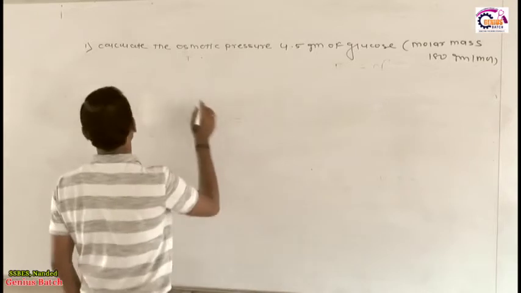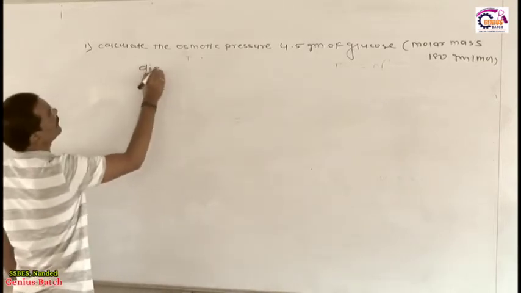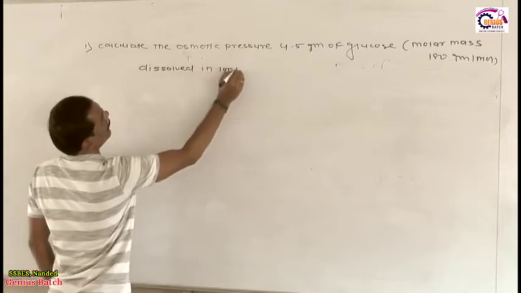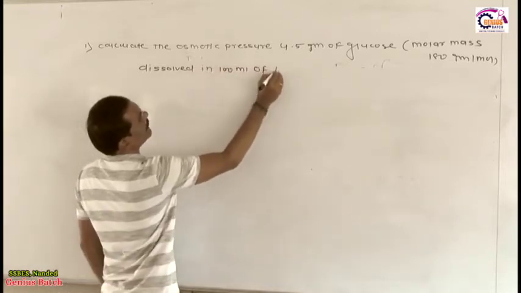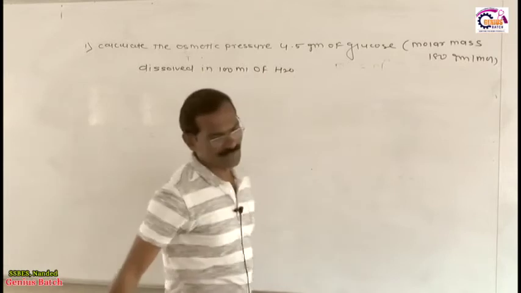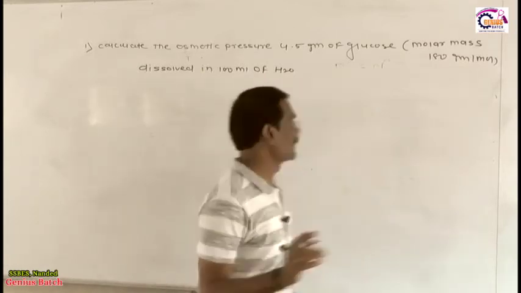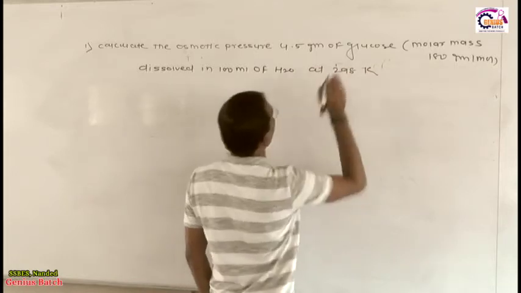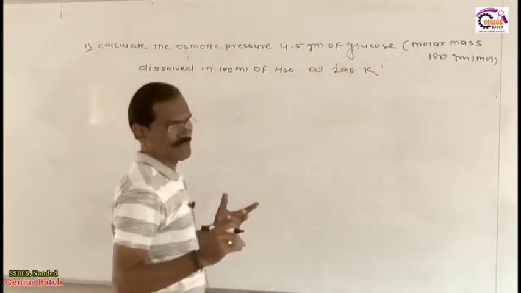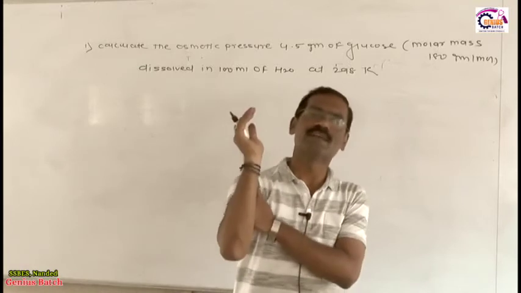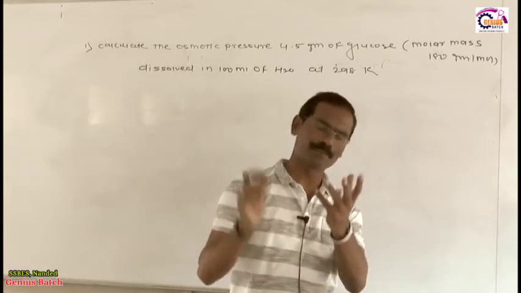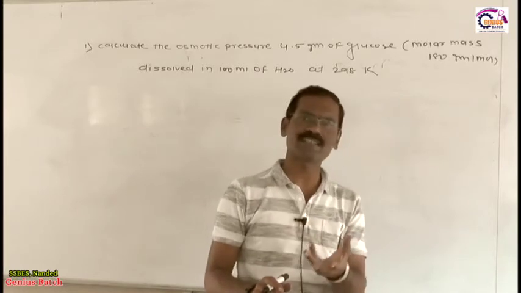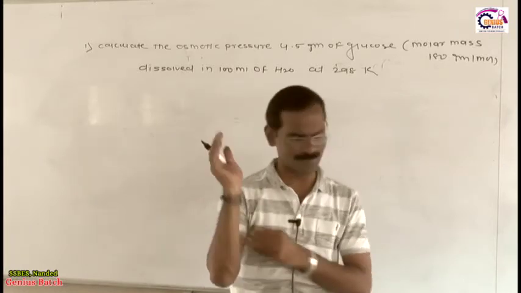at 298 Kelvin. So dear friends, dissolved in 100 ml of water, and at 298 Kelvin, because my dear friends, the concentration we express in mole per liter. So concentration we express in liter, that's why we consider the value of R in liter atmosphere.